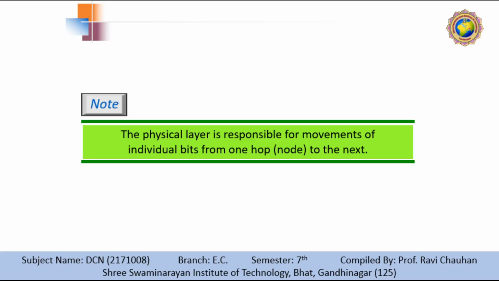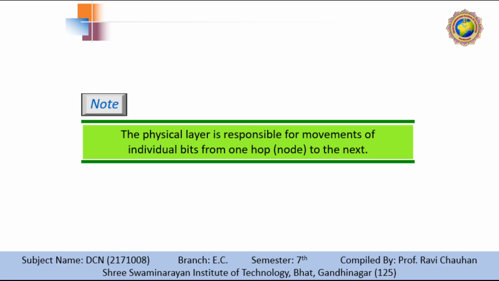So we can say that the physical layer is responsible for movement of individual bits from one hop or node to the next. It means from one computer to another computer in our network. So it is just a brief idea of the physical layer.